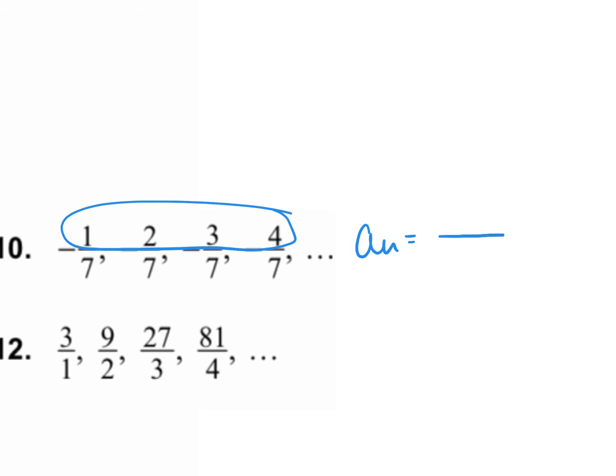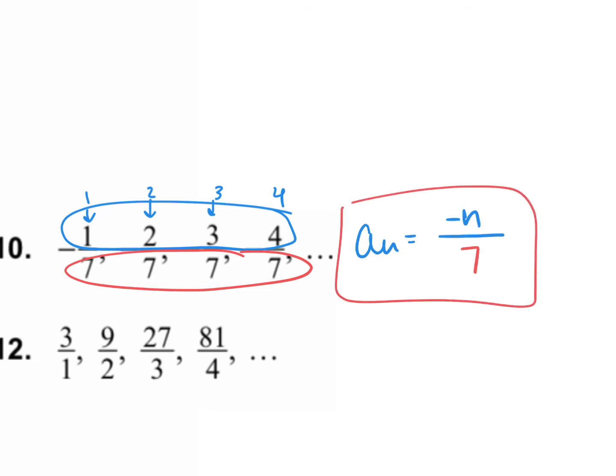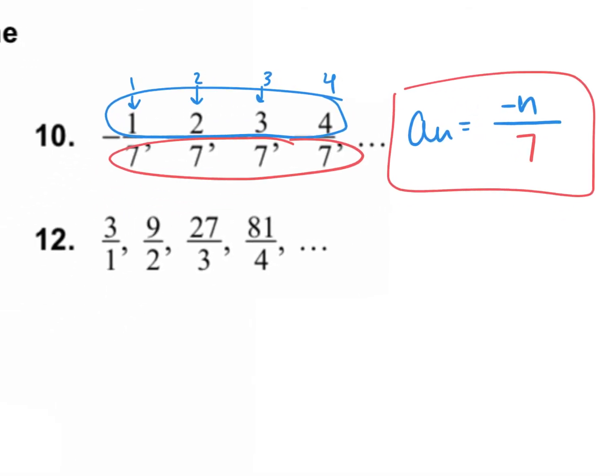What did you get for the numerator? Awesome. Negative n. Because for our first term, second term, third term, fourth term, it is that same number. But they're all negative, so we put the negative there. It doesn't matter if you have a negative with the n or just a negative out front, same thing. And then what do you get in the denominator? Just 7. If you have the negative on top, you don't need it on the bottom. Good job.